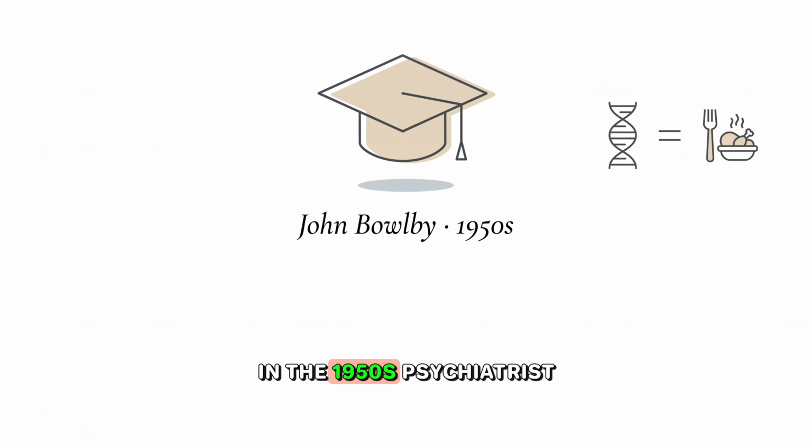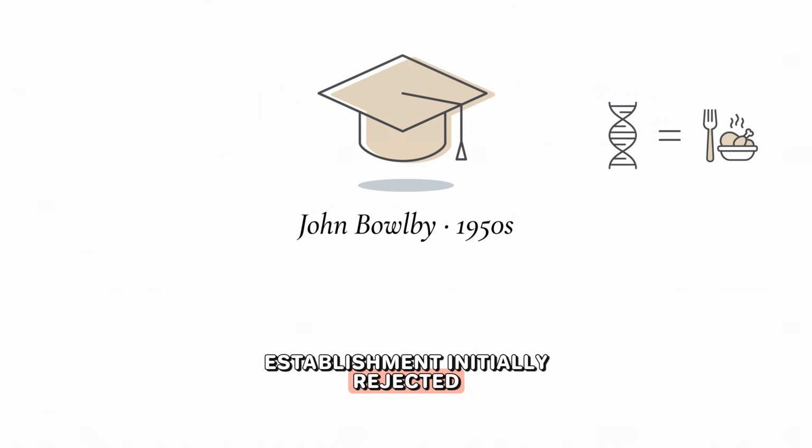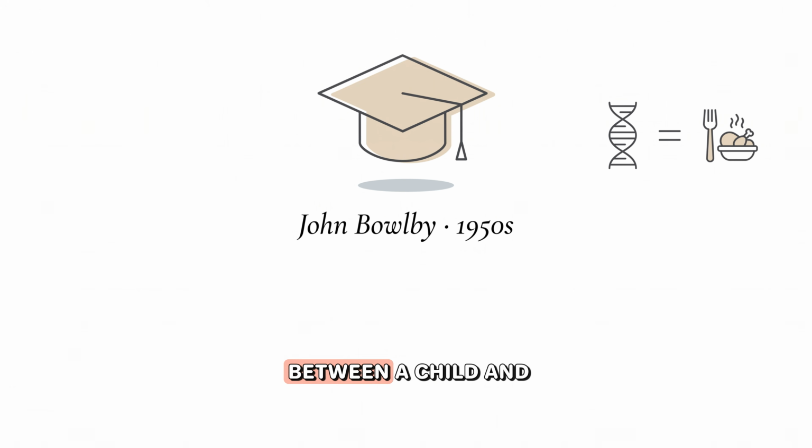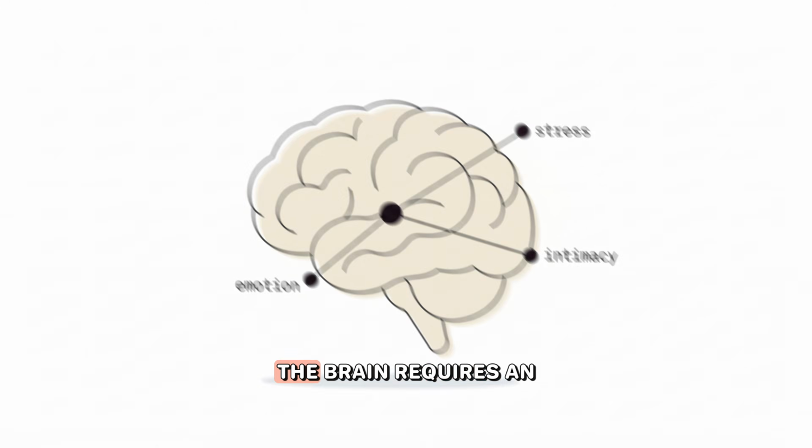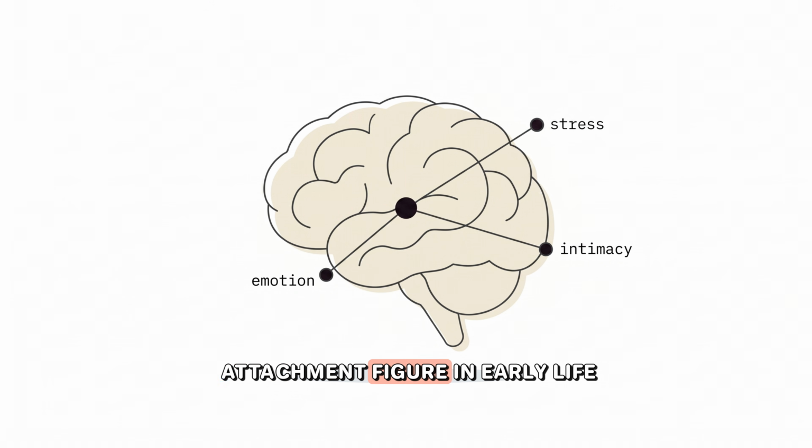In the 1950s, psychiatrist John Bowlby proposed something that the psychology establishment initially rejected, that the emotional bond between a child and their caregiver is not a learned behavior. It is a biological drive, as fundamental as hunger. The brain requires an attachment figure in early life, not just for comfort, but for the development of the neural systems that regulate emotion, manage stress, and navigate intimacy as an adult.